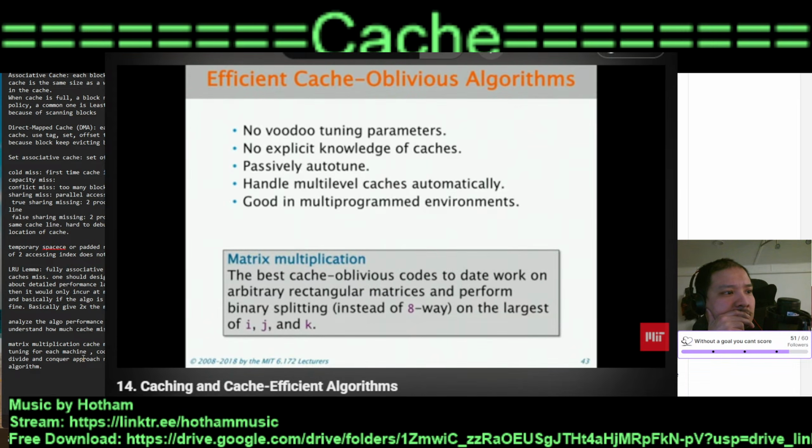Turns out that the best cache-oblivious codes to date work on arbitrary rectangular matrices. I just talked about square matrices, but the best codes work on rectangular matrices, and they perform binary splitting instead of 8-way splitting. And you split on the largest of i, j, and k. So this is what the best cache-oblivious matrix multiplication algorithm does.